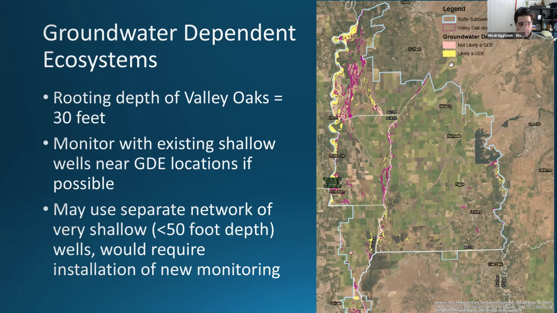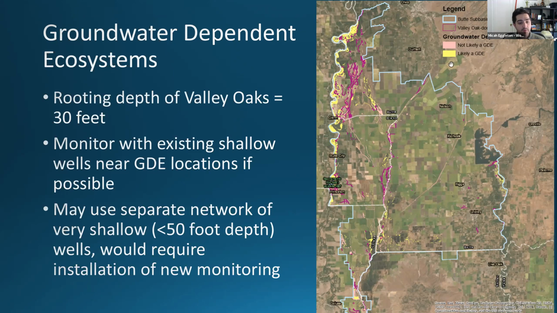So for our groundwater dependent ecosystems, we look at local species, and for Butte Subbasin, we're looking at the Valley Oaks, which have a rooting depth of 30 feet, which is why 30 feet is a number we've been hearing a lot throughout these discussions. We try to monitor these locations and these groundwater dependent ecosystems using existing wells near those GDE locations that are on the map.